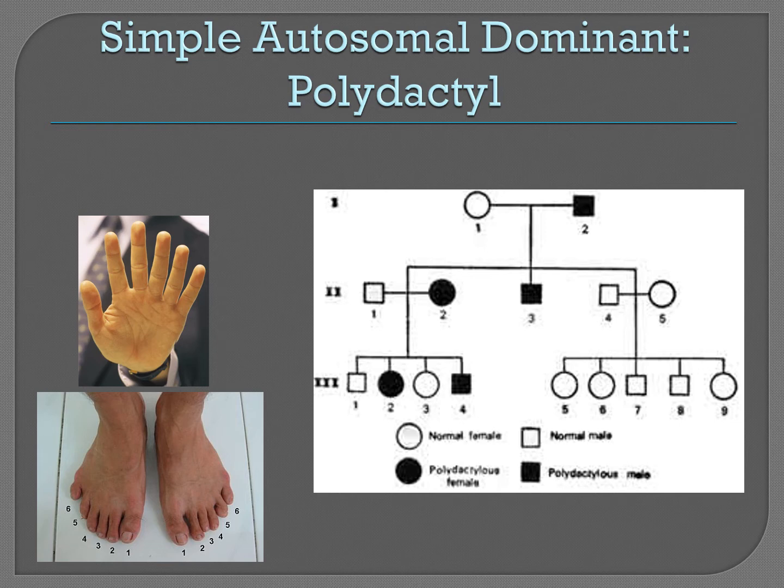Then we have polydactyl. This is many, and dactyl means digits. So look at this. This is true. These are not fake pictures. This is not Photoshop. Again, this is dominant because we see at least one person in every generation. This guy got 6 fingers. This guy, if you weren't paying attention, you wouldn't realize he had 6 toes until you really look back and realize that person got 6 toes.